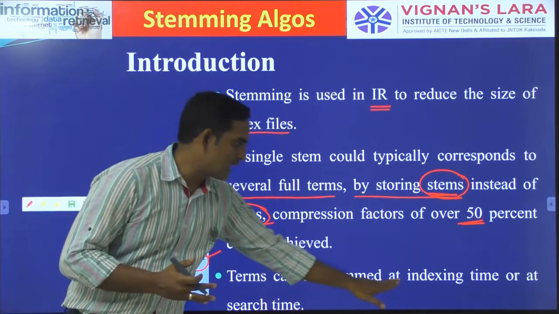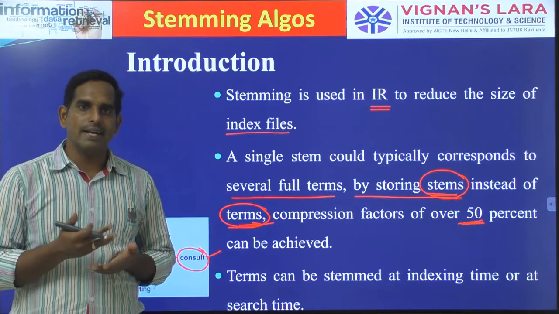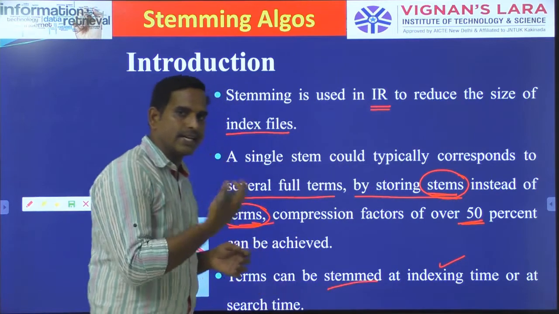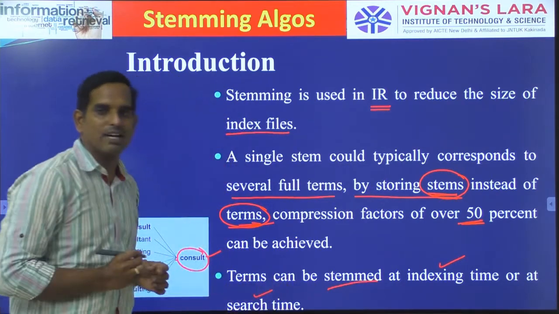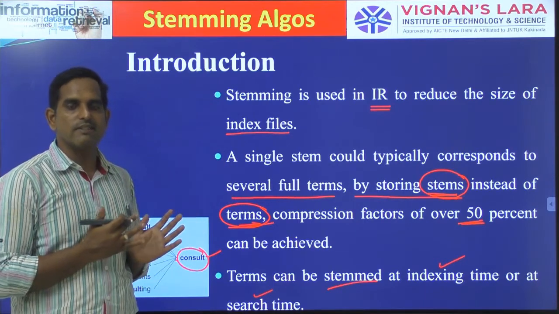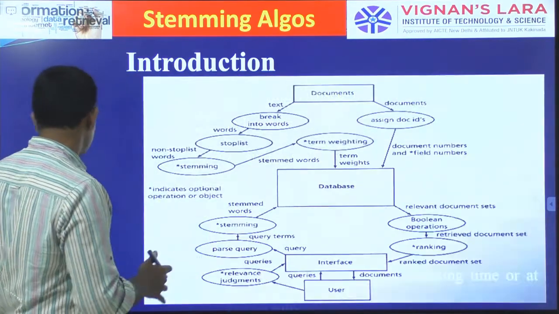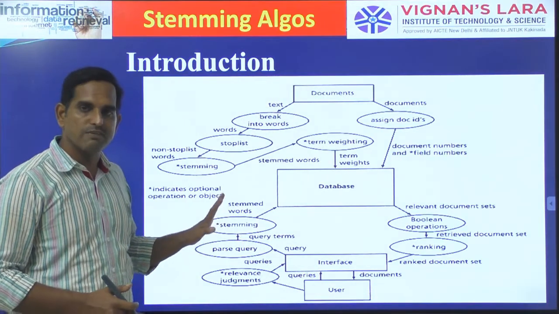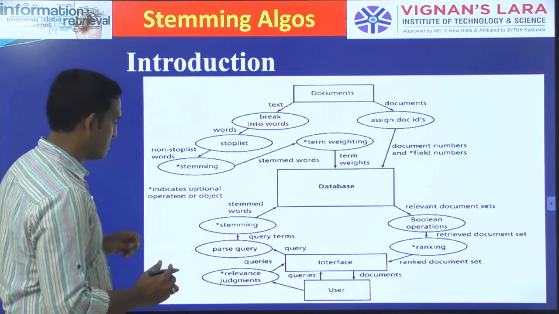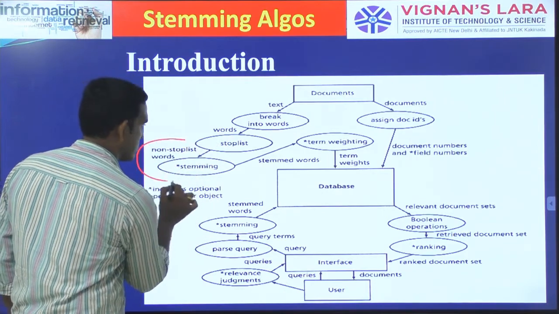And terms can be stemmed at indexing time or at search time. These terms can be stemmed both during the indexing time, that is while creating the index, or during the search time as well. You have seen this in the initial stages of your information retrieval system functions. So I will show you where you have seen this. This is where you will be constructing your information retrieval system. You have seen this in the initial part of your course, where you can perform the stemming process during the creation of your index.